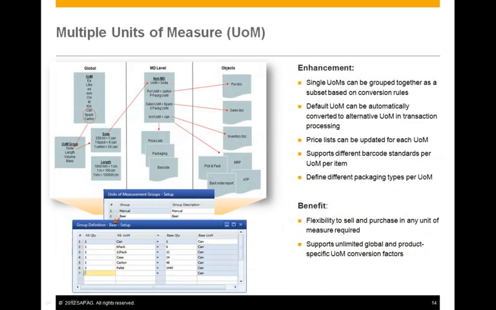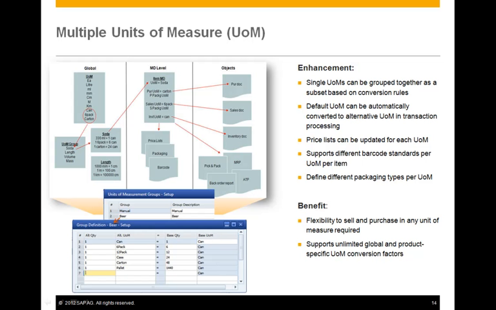In previous versions of Business One, there was no simple way to support multiple units of measure for items for different transactions. Business One now has the ability to group single units of measure together based on a subset of conversion rules. The default unit of measure can now automatically be converted to an alternative unit of measure in transaction processing, providing the flexibility to sell and purchase in any unit of measure required.